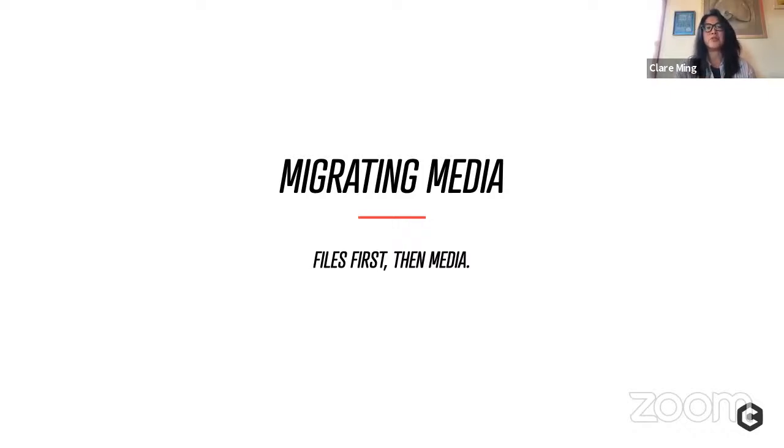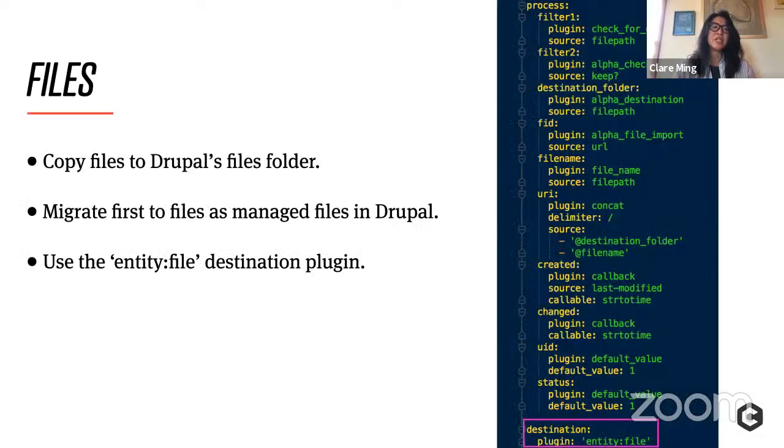Next slide. So when you first start approaching how to migrate media, the advice across the board, and Asaph mentioned this too, is that you need to migrate your files first. And then once you do that, generate the media entities. Next slide. So the first order of business is to get all your source files into the managed file system. And you can do that with a ready to go destination plugin called Entity File. So here's a sample migration YAML file for a file migration, and that will get all your files into Drupal.